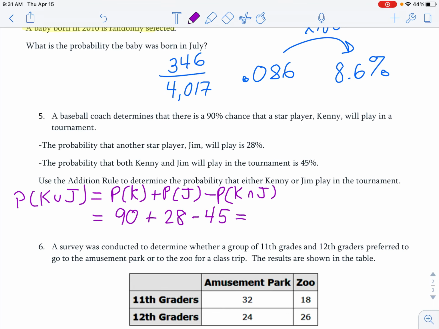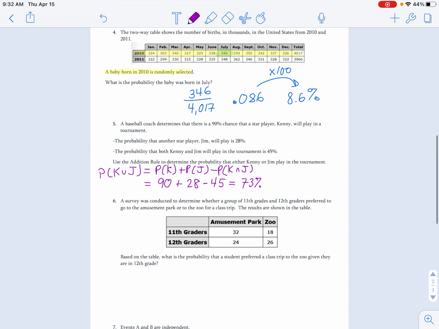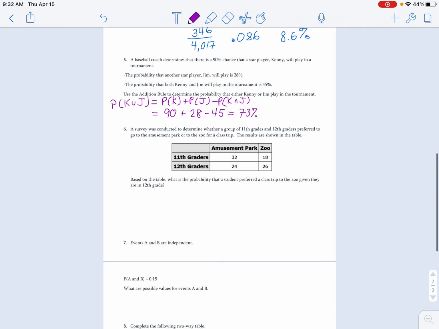All right, so what's that going to equal? Just bash it into a calculator. We're going to get some really cool number, and that cool number happens to be 73%. So there's a 73% chance that one or the other plays. Cool.